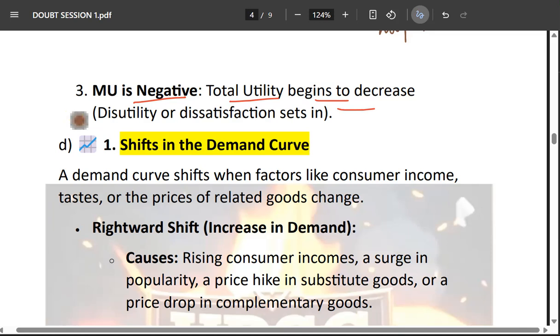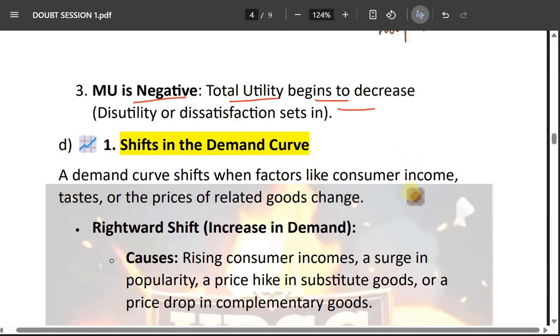So next, the student has asked me to explain the demand curve. Demand and supply curves will be there, right? First I will show how the demand curve shifts, and how the supply curve shifts in the later phase. First, the shift in the demand curve. The demand curve shifts when factors like consumer income, tastes, or prices of related goods change.